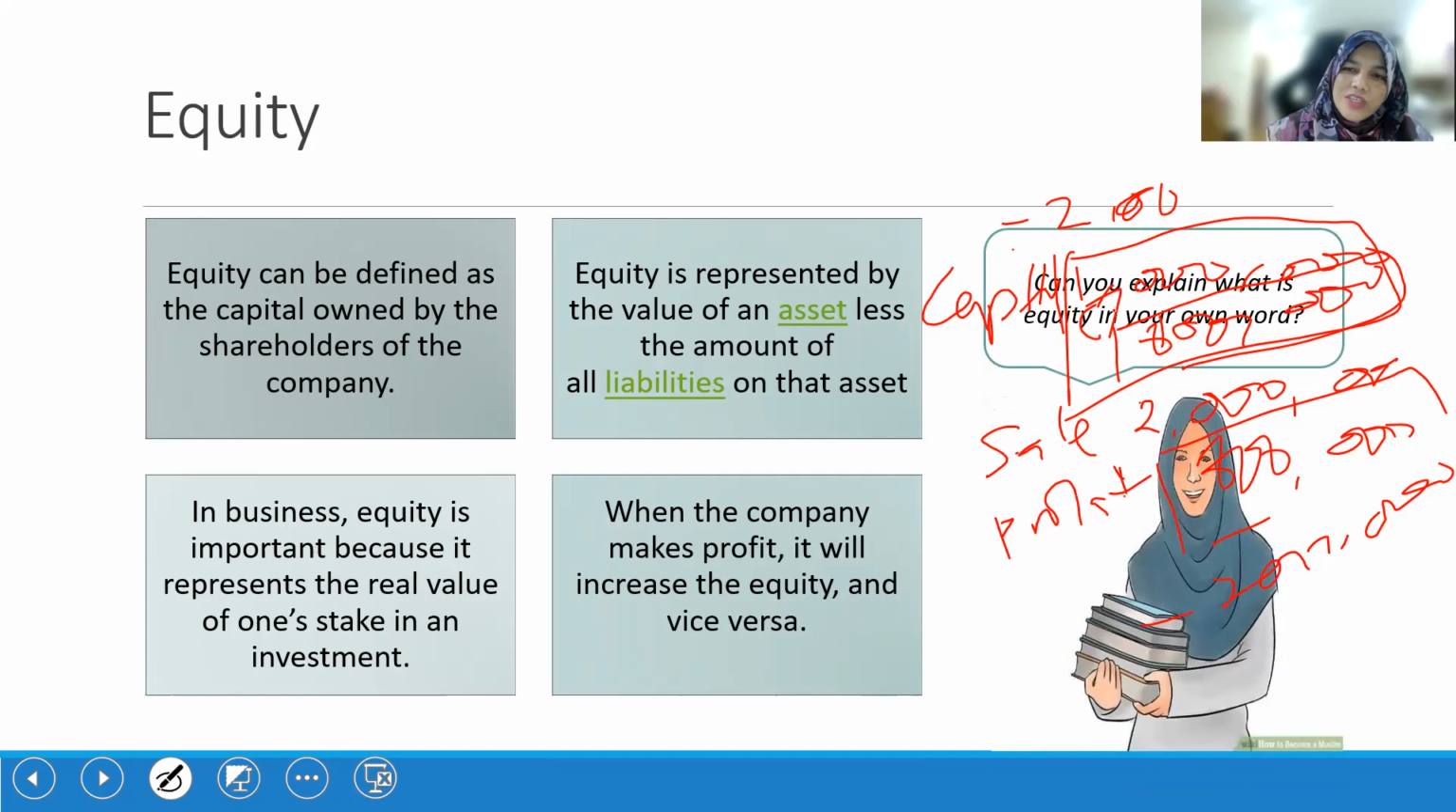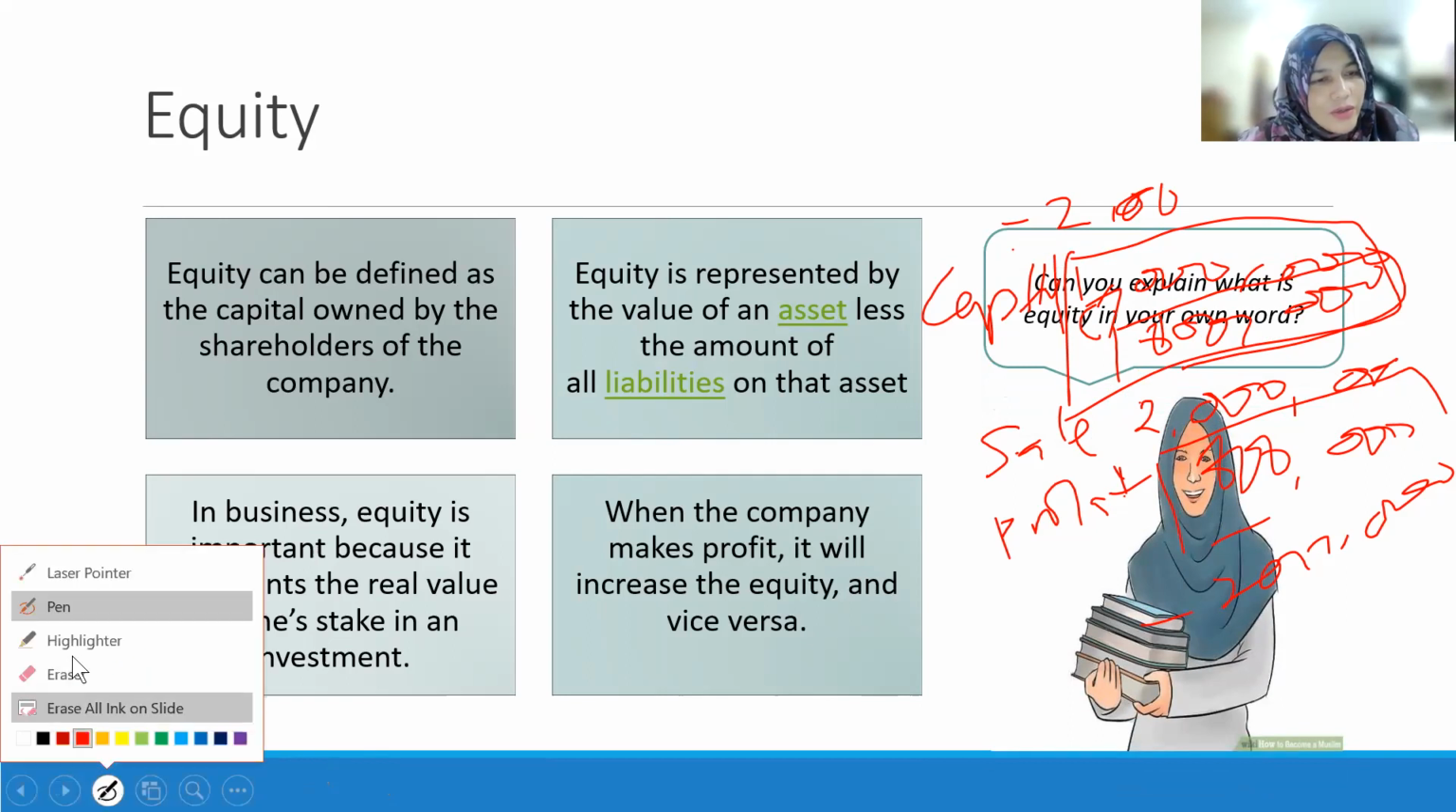Okay. Do you want to explain equity in your own words? Anybody? Munira, do you want to explain what equity is in your own words?